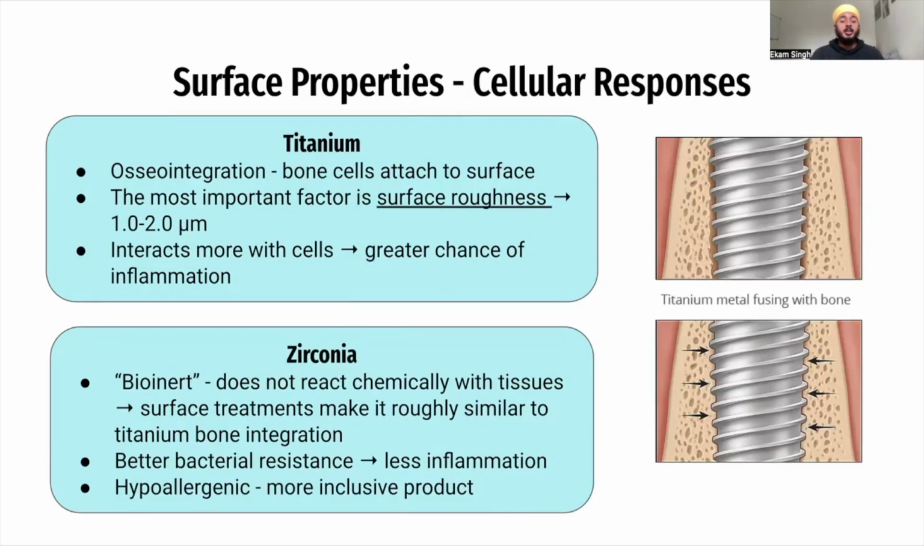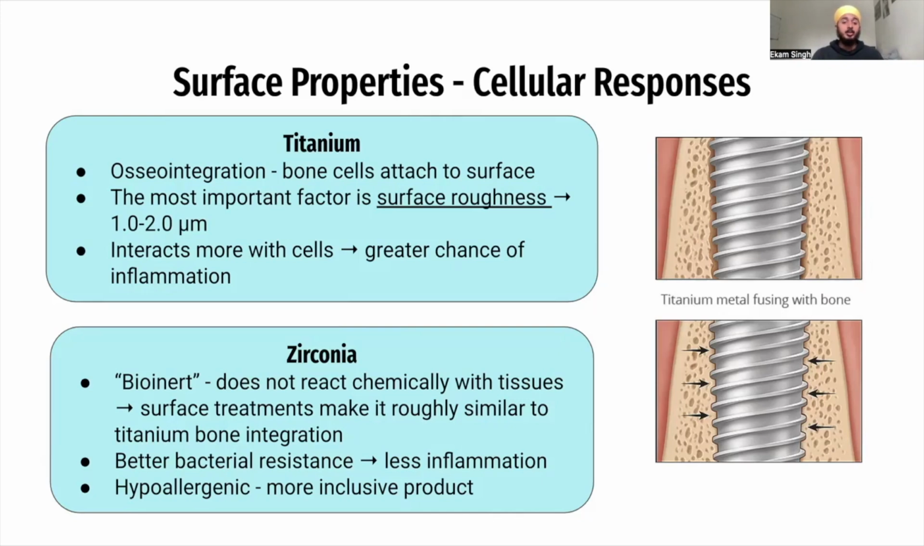Cellularly, titanium undergoes osseointegration, which is when bone cells attach to the surface. The most important factor here is surface roughness. Basically, the more varied the surface area is, the tighter that bone cells can come in and bind to it. However, this tighter interaction does lead to a greater chance of inflammation.